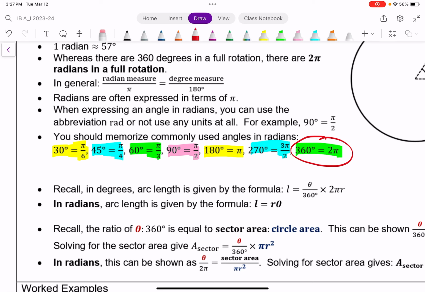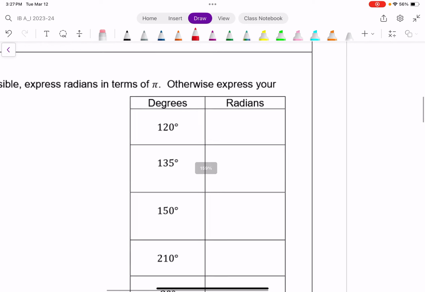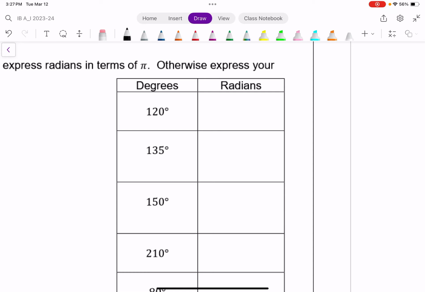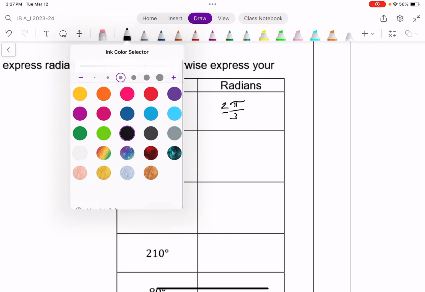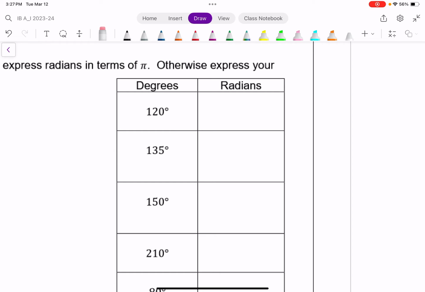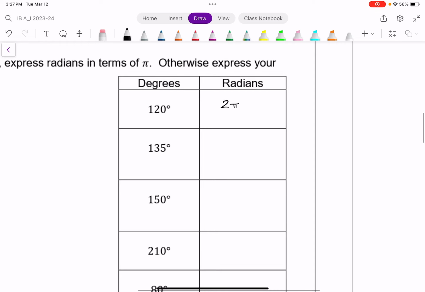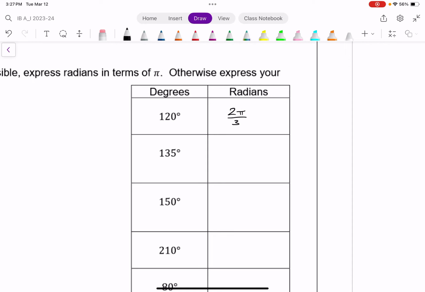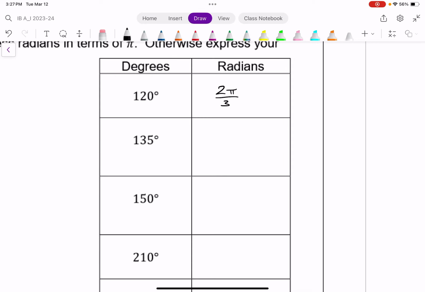Assuming these are memorized, then 120 degrees is just 2 times 60 degrees. And 60 degrees is pi over 3 radians. So it's 2 times that, so it's 2 pi over 3 radians, which I'll write a little bit neater. 135 degrees is the same as 3 times 45 degrees. So 45 degrees is pi over 4, and we have 3 of them, so 3 pi over 4.